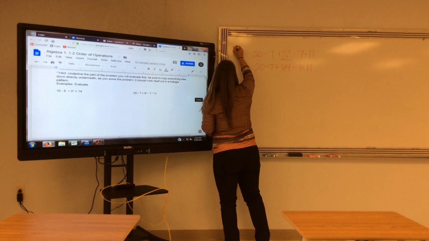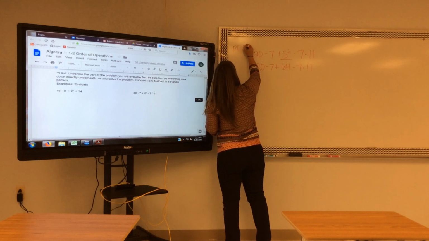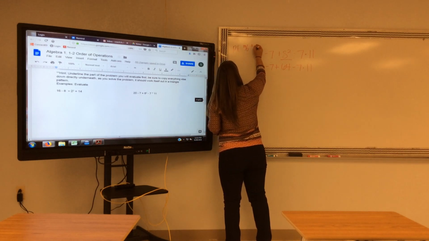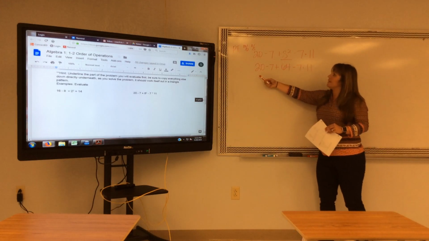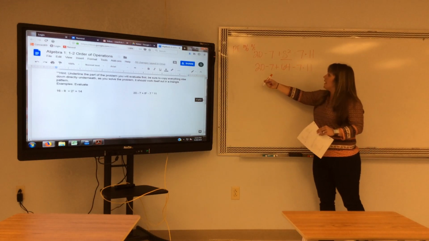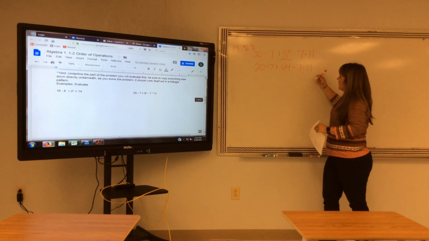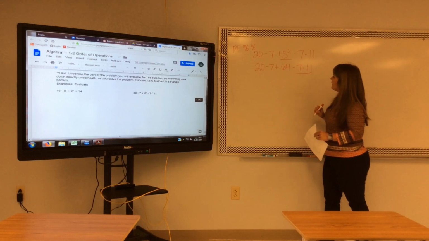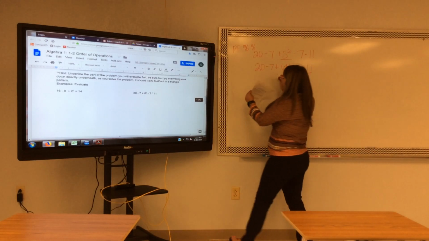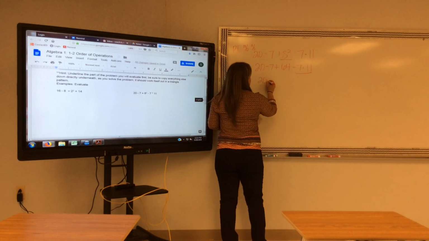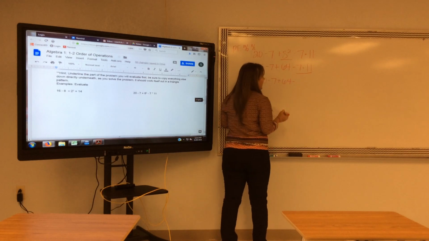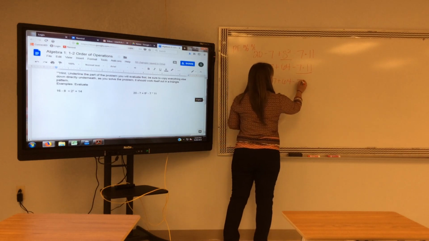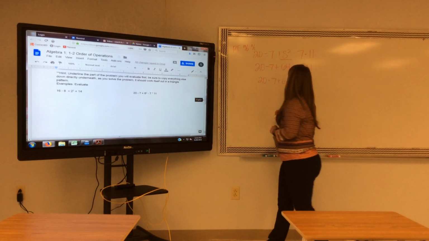PEMDAS, I'm going to go ahead and write that PEMDAS up here to kind of help me keep track. There's no parentheses. There's no exponents. Now I'm looking for multiplication or division, and I find multiplication here at the end. Everything else just drops straight down. 20 minus 7 plus 64 minus 7 times 11 is 77.